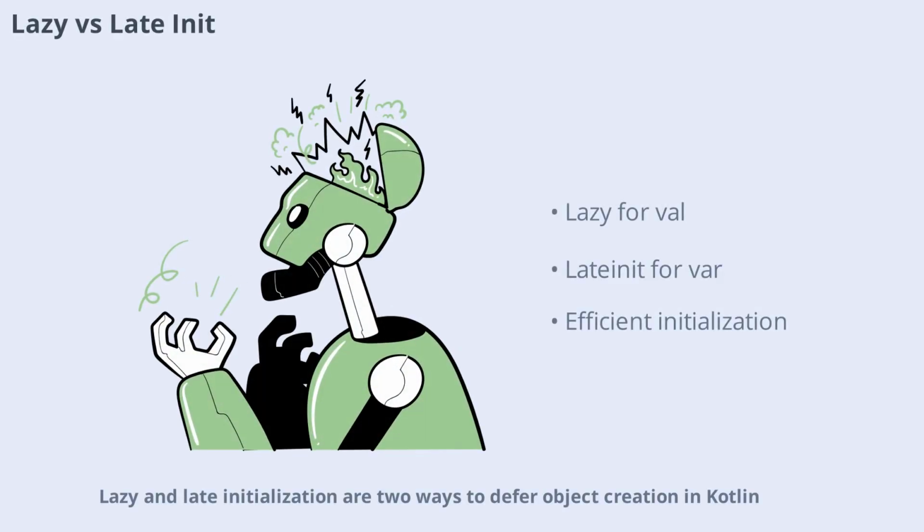Lazy and late initialization are two ways to defer object creation in Kotlin. Lazy is used for immutable properties, while lateinit is for mutable variables. Interviewers may ask you to explain the differences and when to use each. Understanding these concepts helps you write efficient and safe Kotlin code.